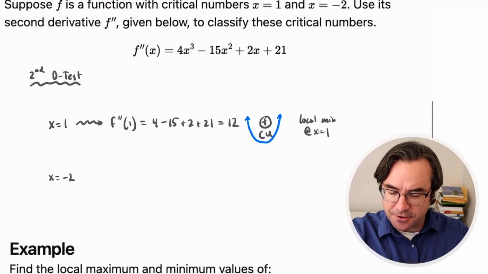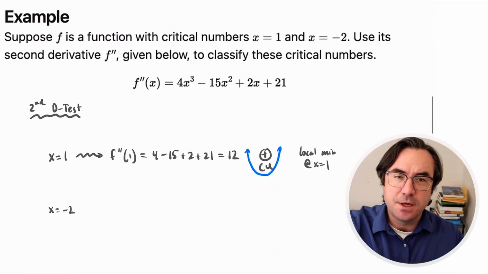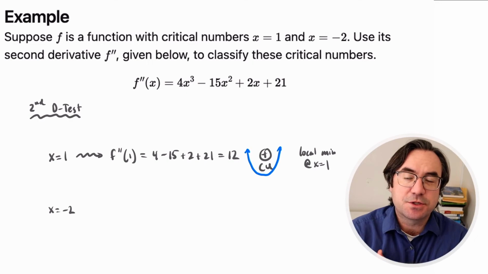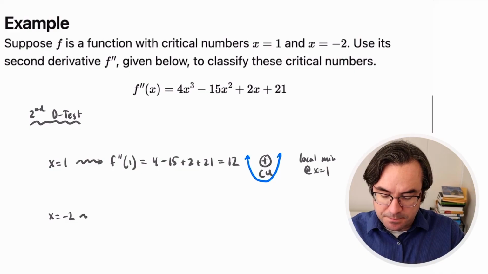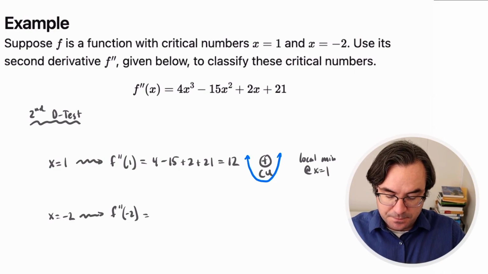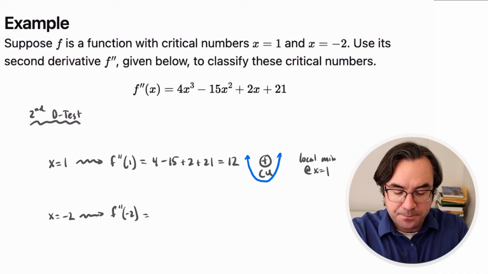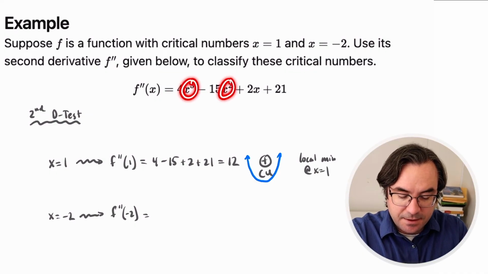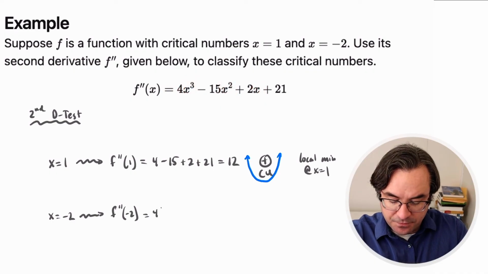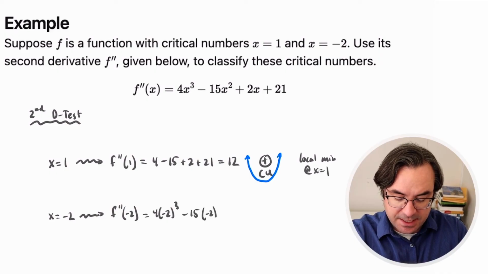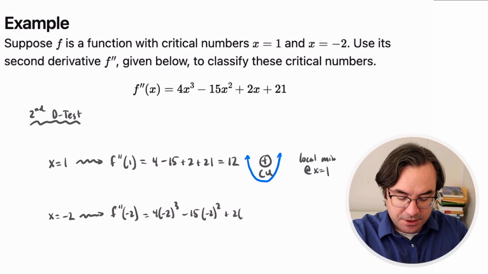So let's try the other critical number here. We want to see what's going on at x equals -2. So we're going to plug it into our second derivative. And when we do that, let's go through and evaluate. We're going to end up with 4 times -2 cubed minus 15 times negative 2 squared plus 2 times negative 2 plus 21.